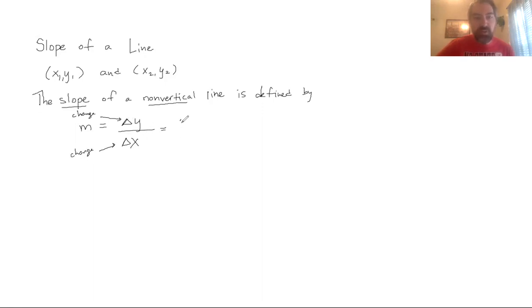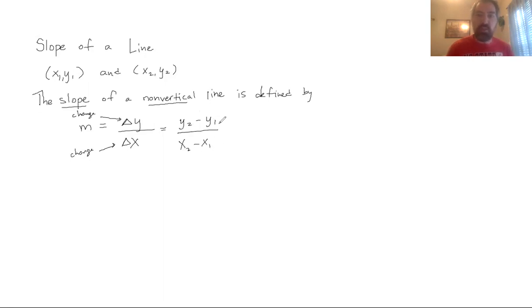In other words, we're just finding the difference between the two y values, and that's probably more familiar to you, right? The change in y is y2 minus y1, the difference between the two y values, and the change in x, delta x, is the difference in the two x values. So the slope formula is y2 minus y1 over x2 minus x1.